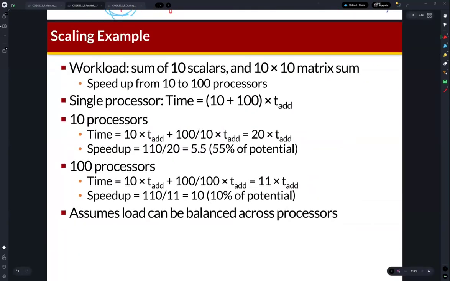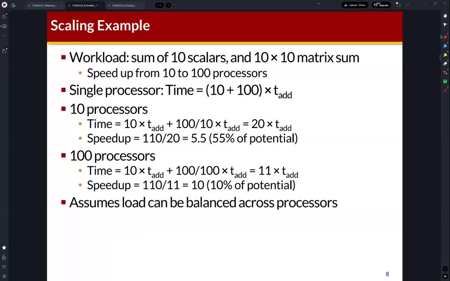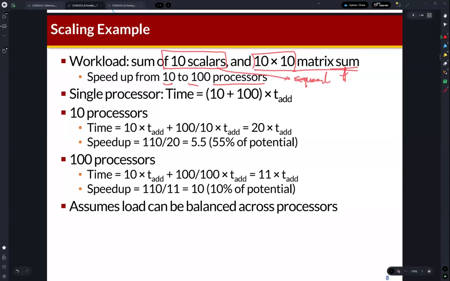So this is the example. The workload is composed of a sum of 10 scalars and a 10 by 10 matrix sum, and we can compare the speedup from 10 to 100 processors. The sum of 10 scalars is the sequential part, and the 10 by 10 matrix sum can be parallelized.